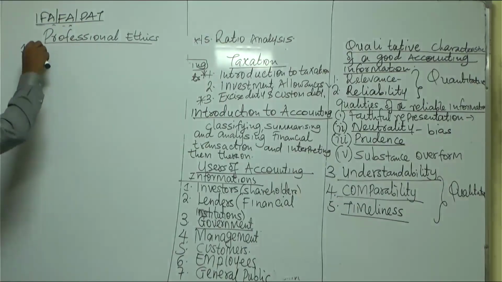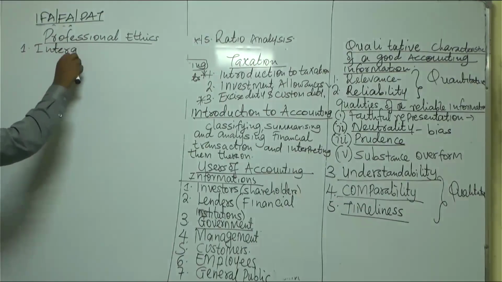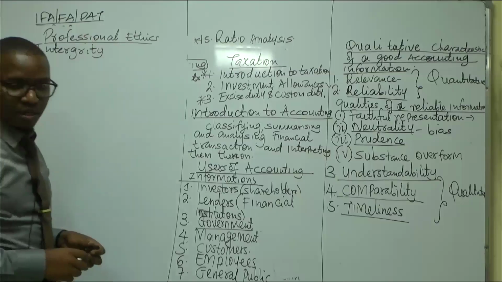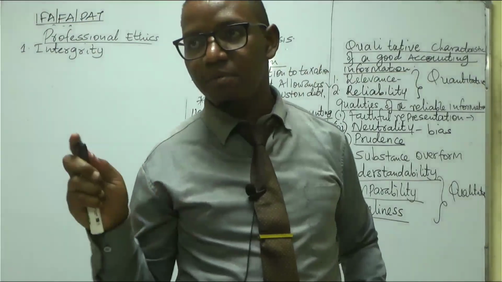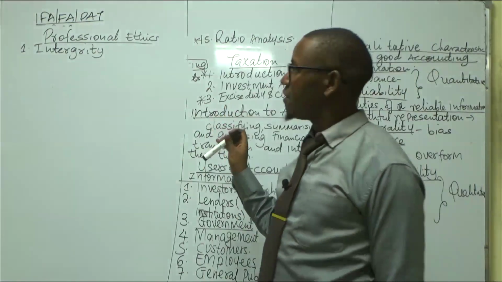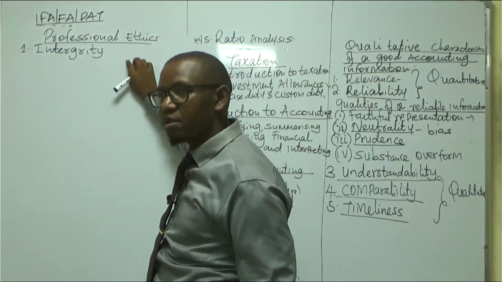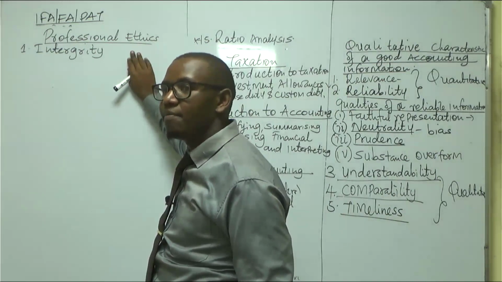They include, number one, integrity. Now, in other questions, they will call them the fundamental principles. So, if they say the fundamental principles of an accountant, it is easy to answer. So, number one is integrity.